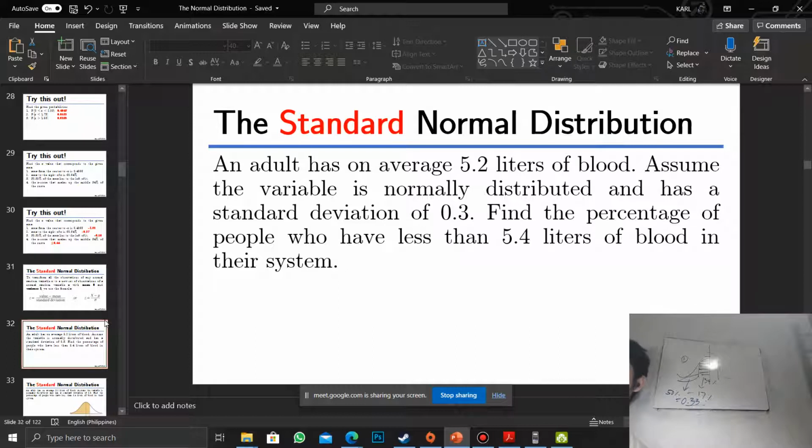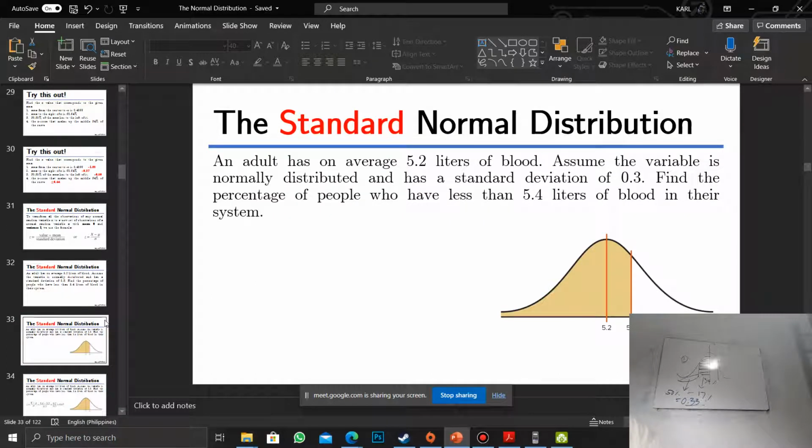An adult has on average 5.2 liters of blood. Assume that the variable is normally distributed and has a standard deviation of 0.3. Find the percentage of people who have less than 5.4 liters of blood in their system. Drawing the curve, this is what we need: area to the left of 5.4.